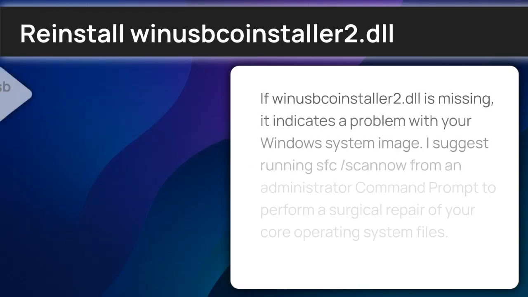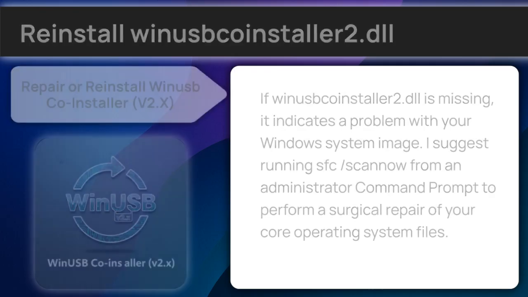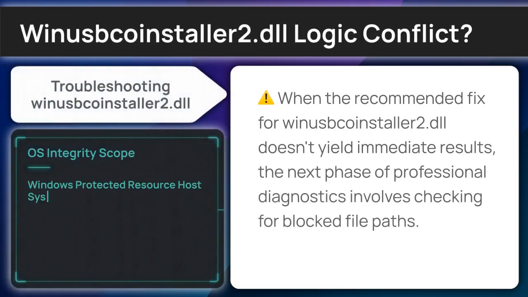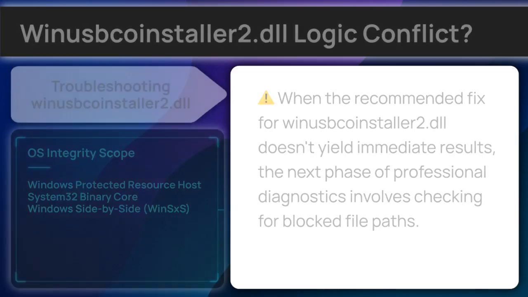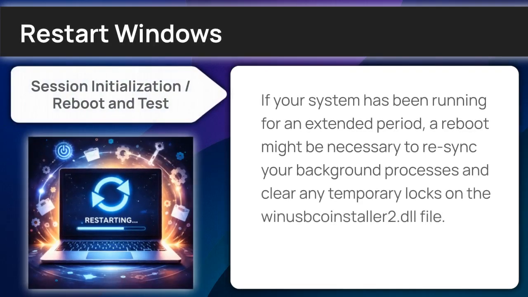If the WinUSB Co-installer 2 DLL is missing, it indicates a problem with your Windows system image. I suggest running sfc /scannow now from an administrator command prompt to perform a surgical repair of your core operating system files. If the application still won't initialize, we need to shift our focus to how the Windows loader is interacting with the library. A simple restart can resolve file-in-use errors that mimic a missing WinUSB Co-installer 2 message. It's a low-effort step that ensures your operating system starts with a clean execution stack.